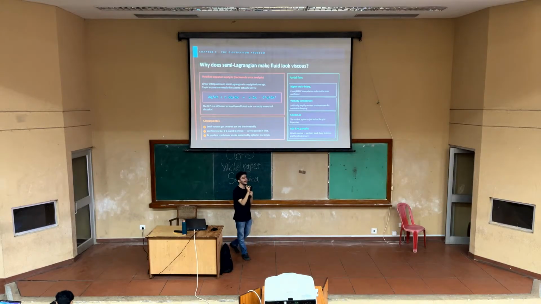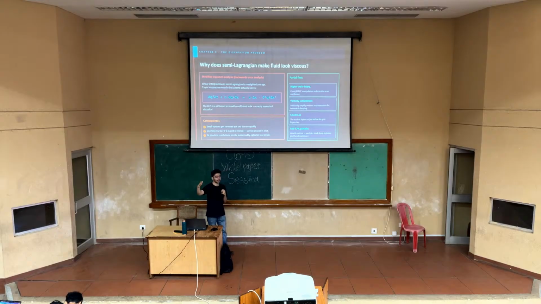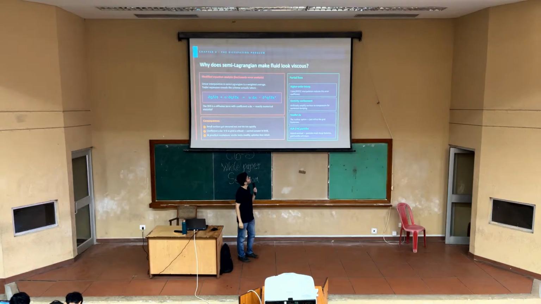But with lower delta x, we would need many more grids and much more computation power. So that's a problem of this method. There are some partial fixes. Some things we can do to compensate for this effect.